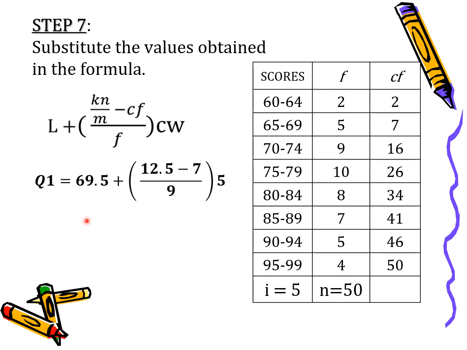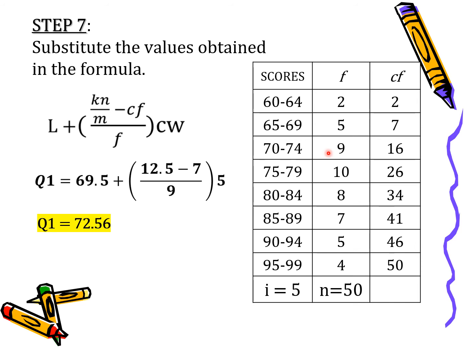Now, solving this will give us 72.56. So, quartile 1 is 72.56. This is the exact quartile 1, or this is the score referring to quartile 1. We know that quartile 1 is 25%. To interpret the result, we can say that there are 25% of the students whose scores are below or equal to 72.56. And those are the students with the scores of 60 up to 70 or 72.56.